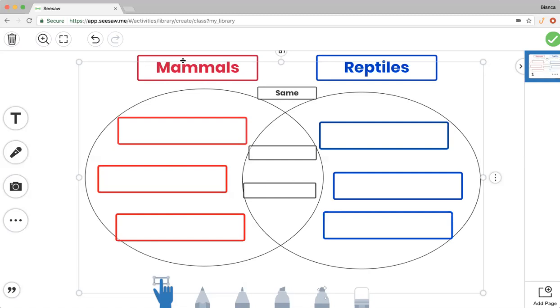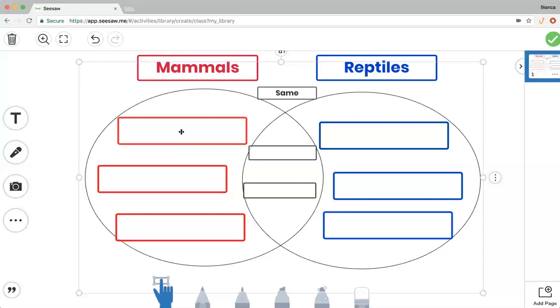Now, let's move to the red boxes. In this circle, we are going to talk all about mammals. And in this part of the Venn diagram, we're going to talk about what mammals have that reptiles do not have. And then in the blue is the reptile section. And that's where we'll talk about what reptiles have in their group that mammals do not have.